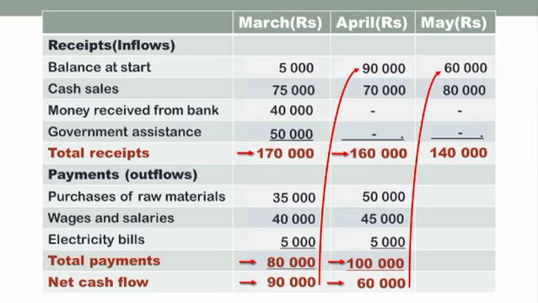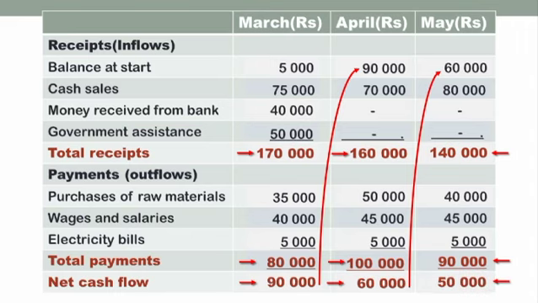For the payments, purchases of raw materials will be 40,000 rupees plus wages and salaries 45,000 rupees plus electricity bills 5,000 rupees, which gives a total payment of 90,000 rupees. The net cash flow will be the total receipts 140,000 rupees minus the total payments 90,000 rupees. We will obtain a net cash flow of 50,000 rupees.